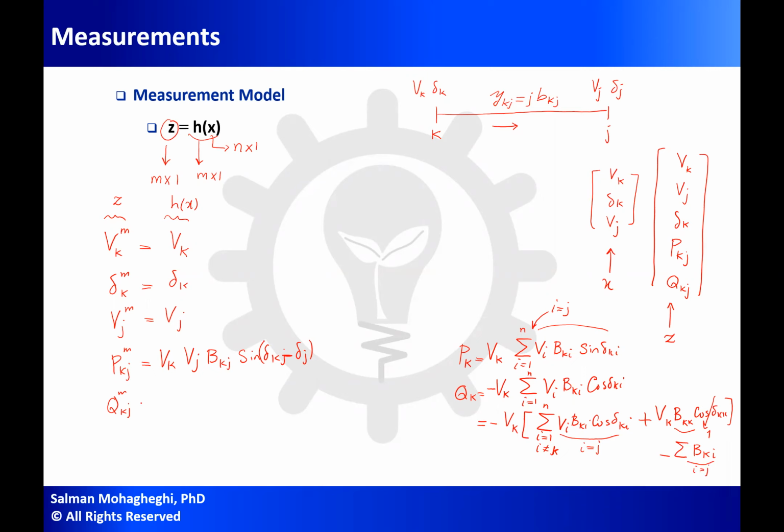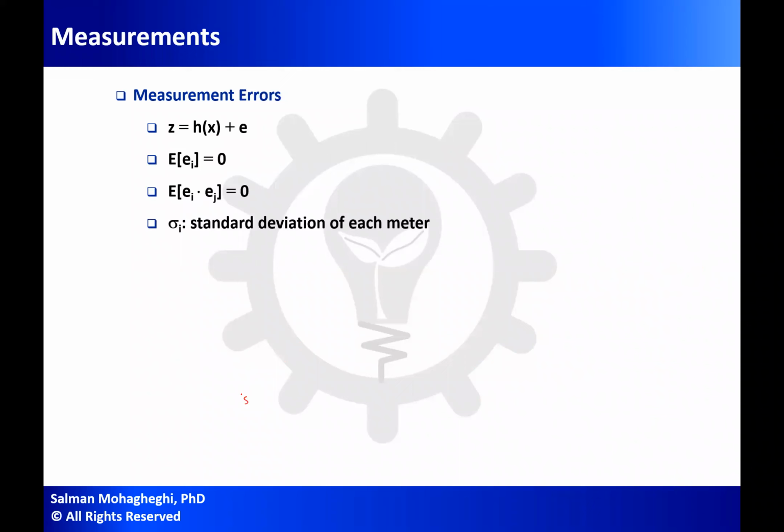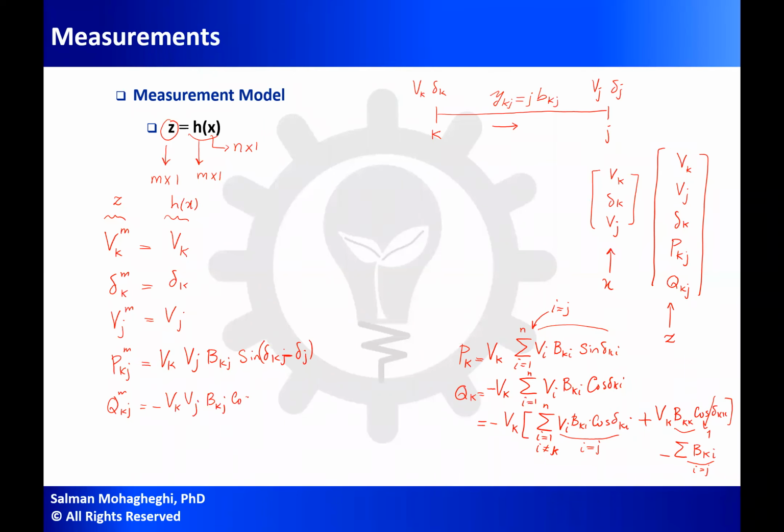If I do that, my QKJ is going to be, corresponding to the first term, minus VK VJ Bkj cosine of delta k minus delta j, minus VK, and I have another VK here, so VK squared, and then the term within this summation corresponding to i equals j would be Bkj, but notice I have a negative sign as well, which cancels this negative sign and becomes positive.